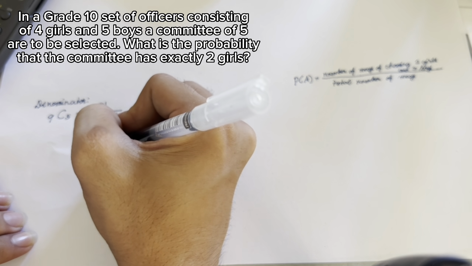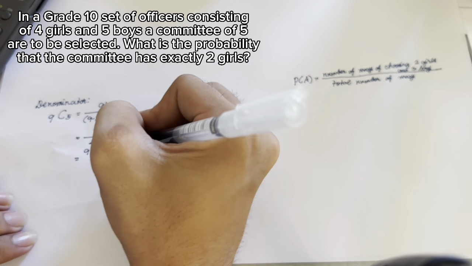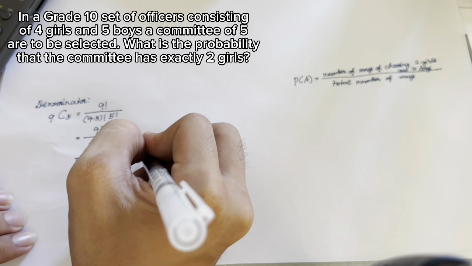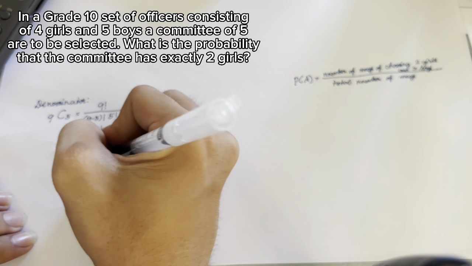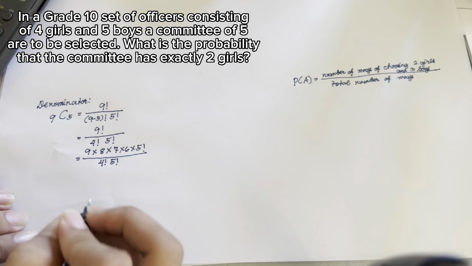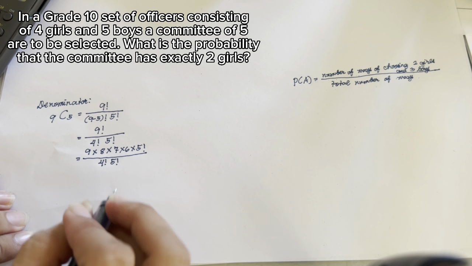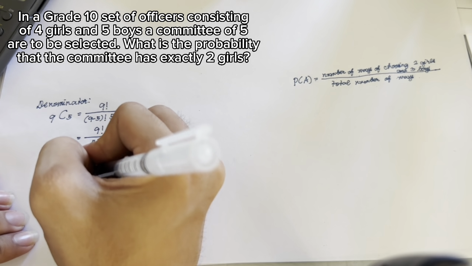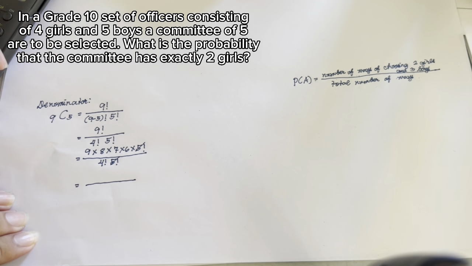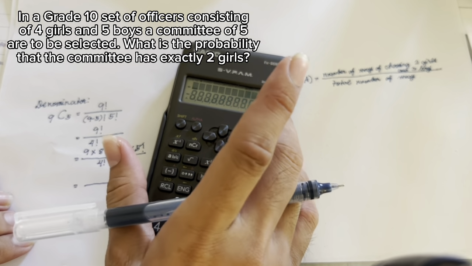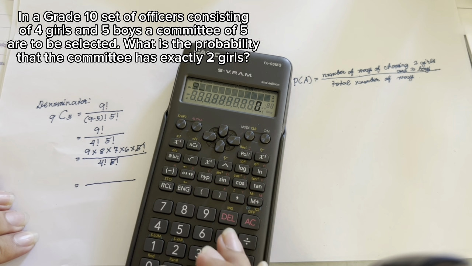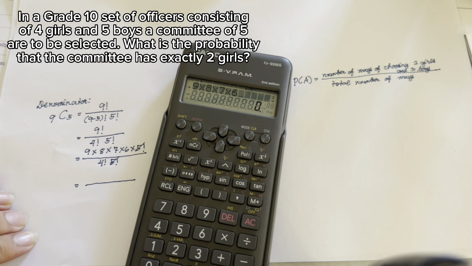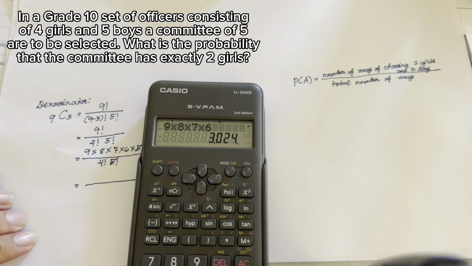We have to simplify 9 factorial. 9 times 8 times 7 times 6 until 5 factorial, over. Copy the denominator, 4 factorial times 5 factorial. Now we can cancel 5 factorial. Okay. Then let's multiply the remaining digits. So using our calculator, we have 9 times 8 times 7 times 6 equals 3,024.